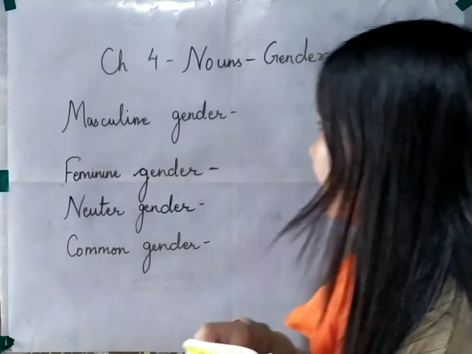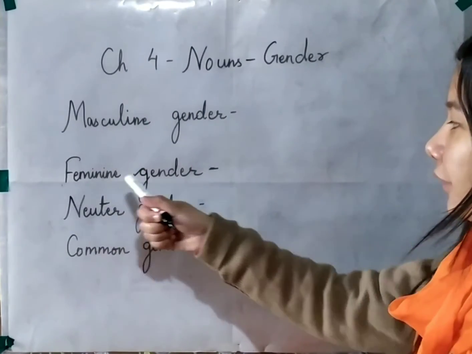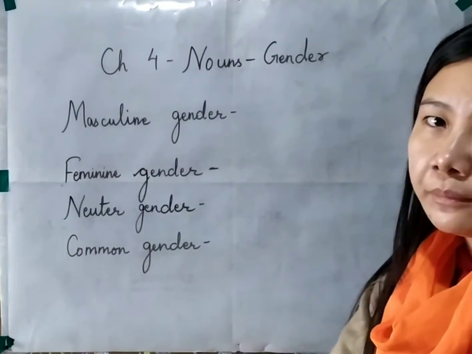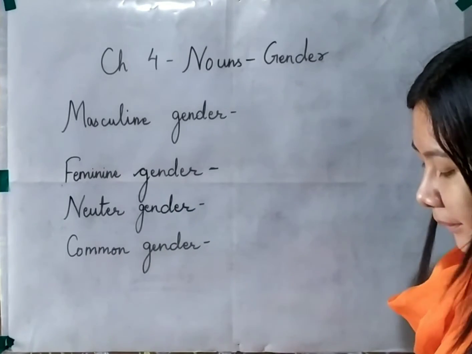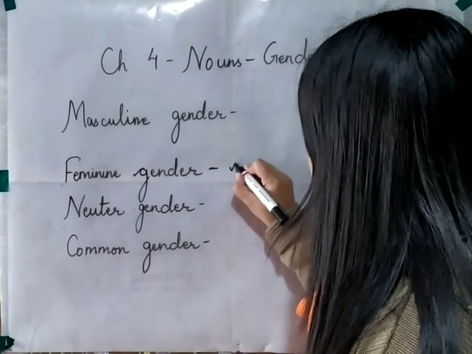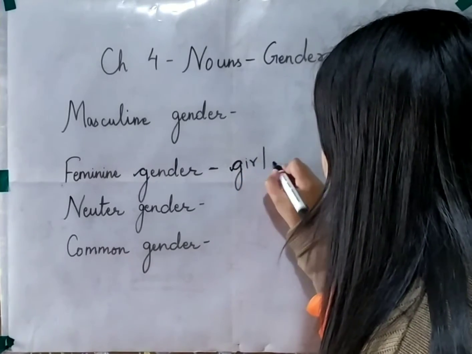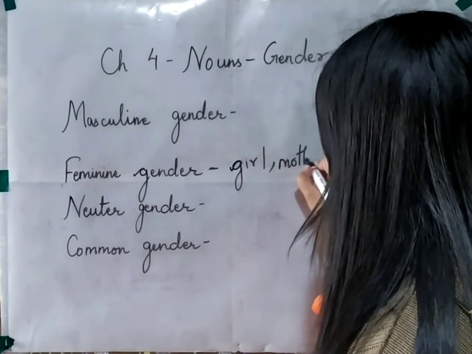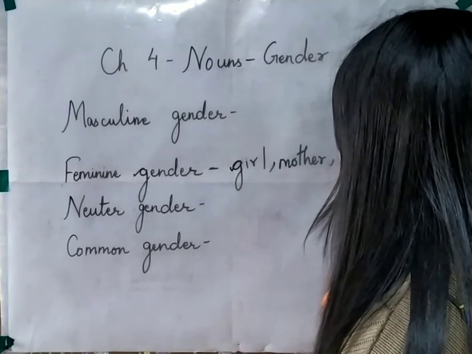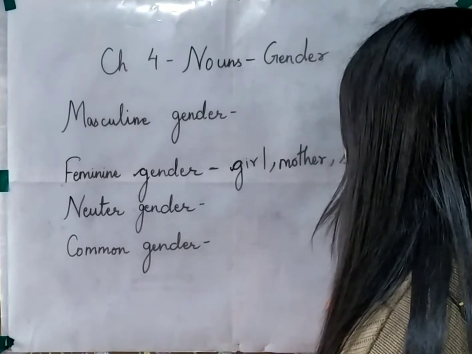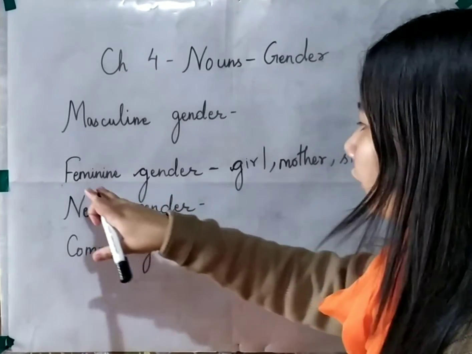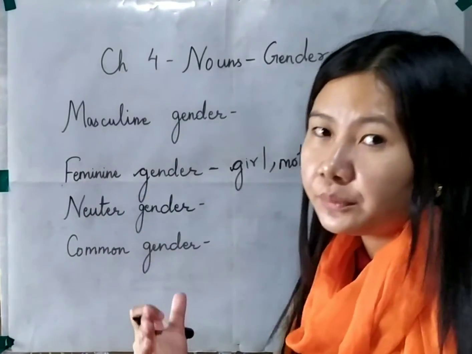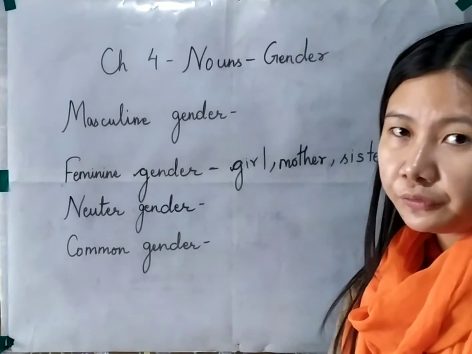So let me write these examples over here. I have already written feminine gender. For the feminine gender you need to keep in mind that they refer to females. Let me write them on the board for you: girl, mother and sister. These words are examples of feminine gender because these words refer to females.